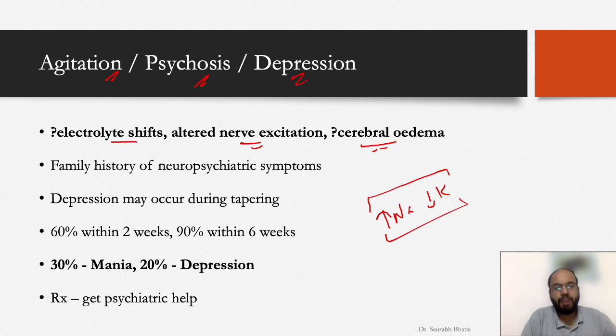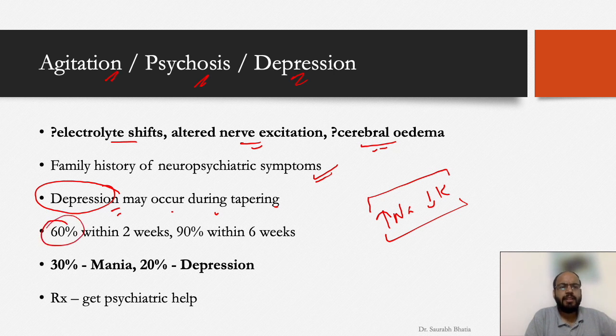If a patient has family history of neuropsychiatric symptoms, they are at an increased risk of developing these kind of psychiatric issues with steroids. Depression may occur during tapering. Remember that when we were discussing steroid withdrawal syndrome, we said that when steroids are withdrawn abruptly after giving steroid for a prolonged duration, patient may complain of lethargy and low mood and low activity and depression. A frank depression can occur when the steroids are being tapered.